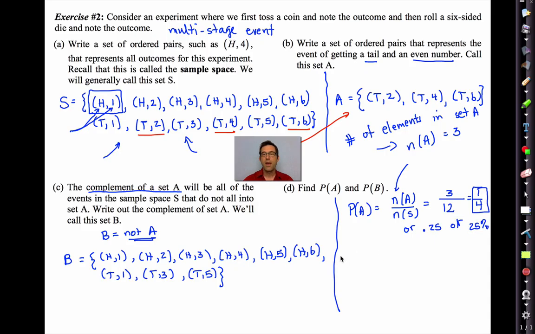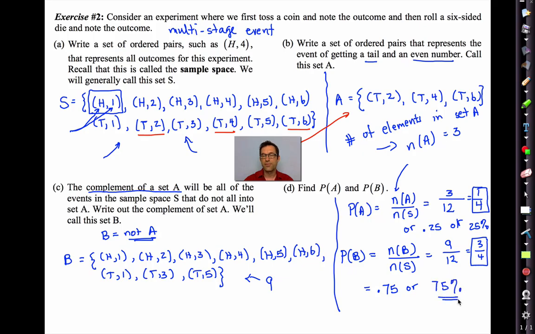Now the probability of B, well, that's going to be the number of elements in B divided by the number of elements in the sample space, and that's going to be 9 elements in B. Right? There's 9 of those. Out of 12, that would reduce down to 3/4. Or if you like it as a decimal, 0.75, or if you like it as a percent, 75%.